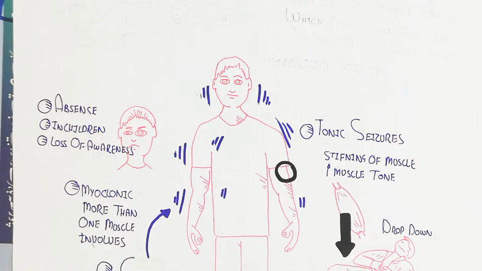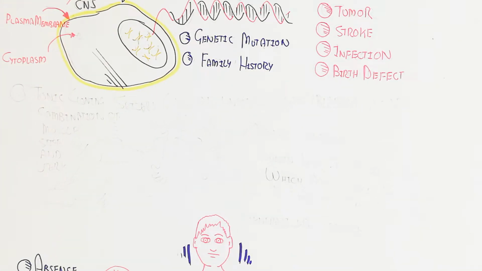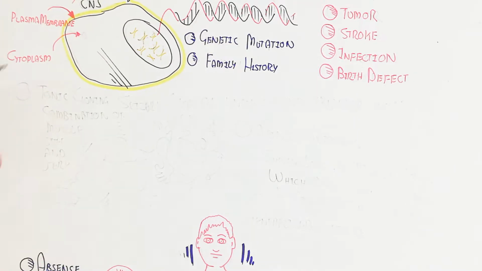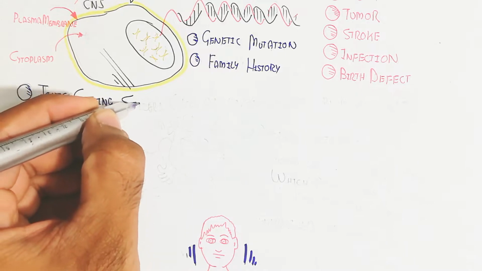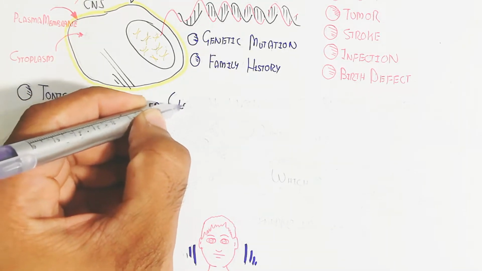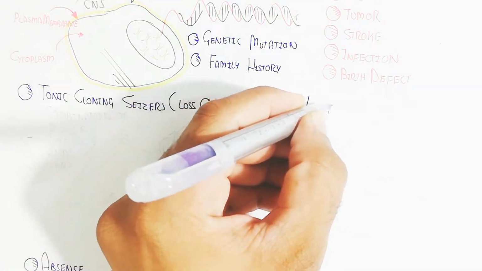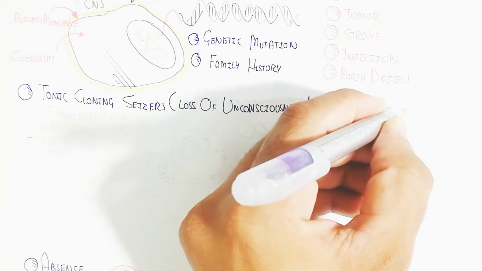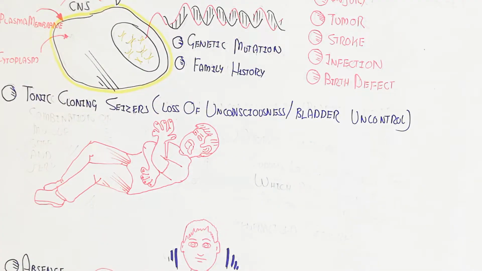So anyhow, let's understand further the types of generalized seizure. The tonic-clonic seizures. In this type, there is loss of consciousness and loss of bladder control, which will lead to urination. This is a combination of muscle stiffness and jerking.